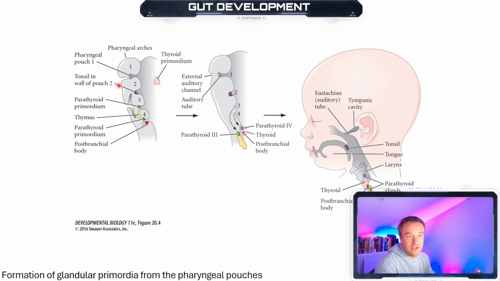In pharyngeal pouch 2 here, you get what becomes the tonsil, and we can see this further on in development. In pouch 3 here, we get the parathyroid primordia, what will eventually be the parathyroid, and the thymus, which is down here. We have the parathyroid primordia right up here, and this postbranchial body as well. Again, this is on both sides.